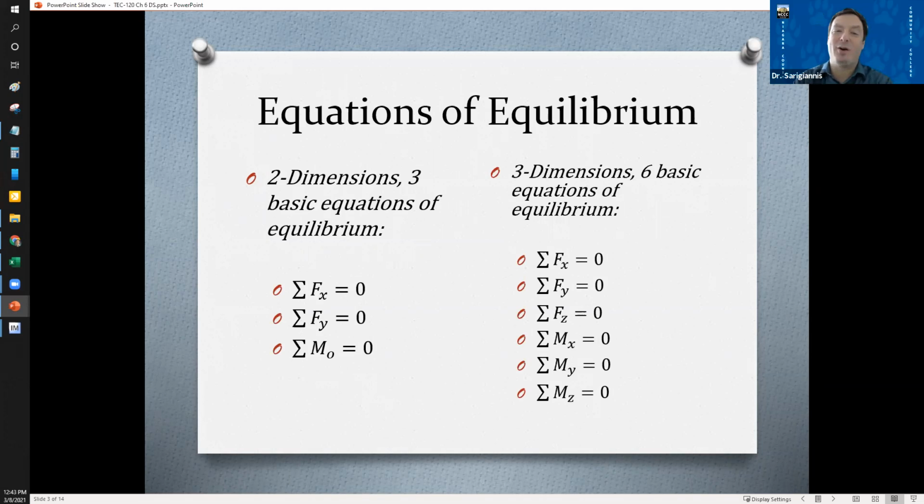This is just showing you how when you go from 2 to 3 dimensions, instead of having just 3 equations, the sum of the forces in x, y, and moments about one of them, you now have the sum of the forces in x, y, and z equals 0. Plus you also have the moment about x, moment about y, moment about z. You can come up with equations for the moment about each axis. So that helps you determine which direction everything's acting in 3 dimensions.